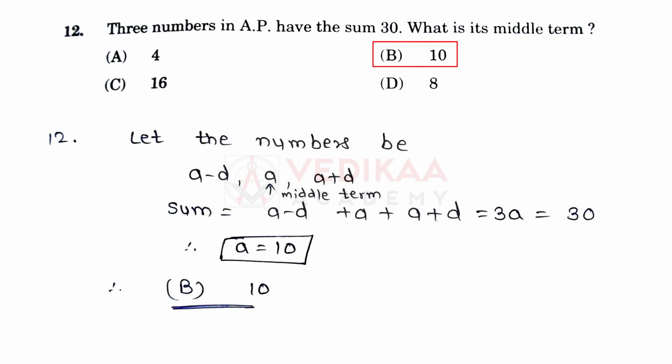Question number 12. Three numbers in AP have the sum of 30. What is the middle term? Now let us assume that the three numbers in the AP are A minus D, A, A plus D. Now the sum of these three numbers is coming out to be 3A and which was given as 30. So from that you can easily calculate the value of A. So A is equal to 10. So the correct option is B, 10.